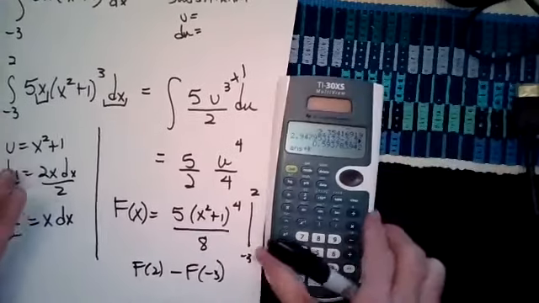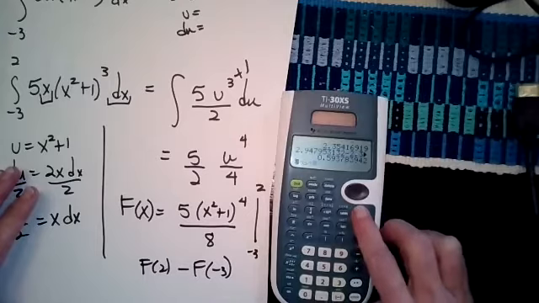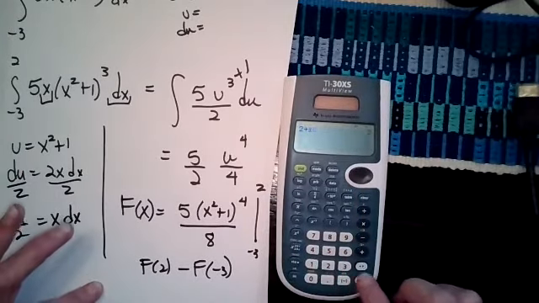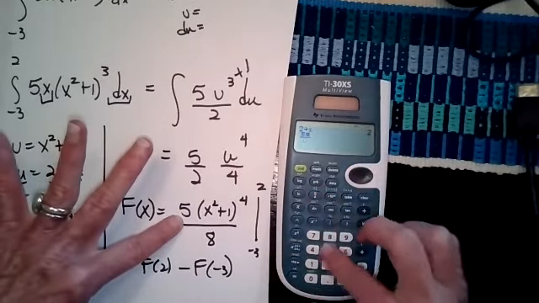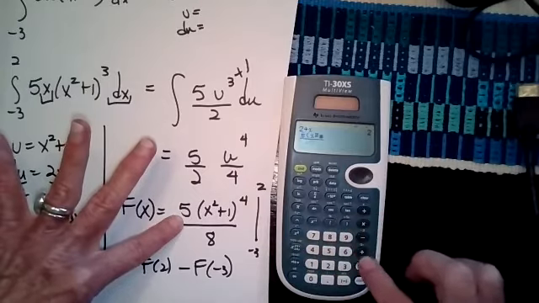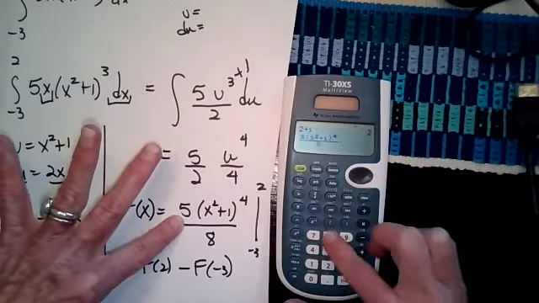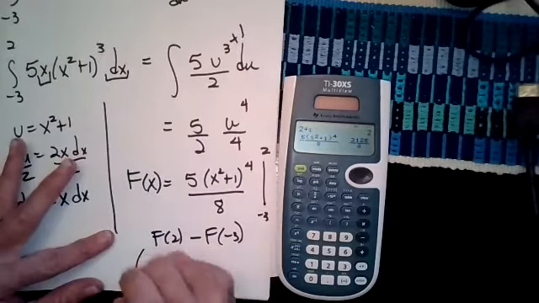So I'm going to say 2, store for x, and enter. I'll make sure I clear everything out because that's sometimes a disaster. So 2, store for x, and enter. I like to do my numerator over denominator. 5 times (x squared plus 1) to the 4th power over 8. Enter. And I got 3125 over 8. It just gave me that fraction.